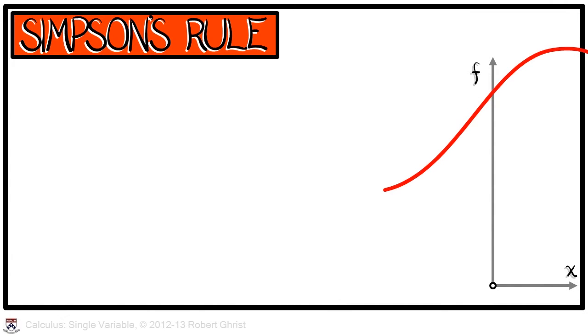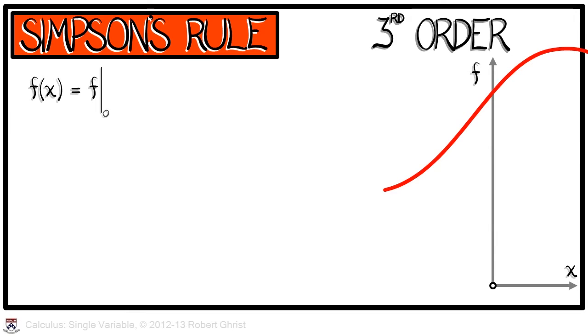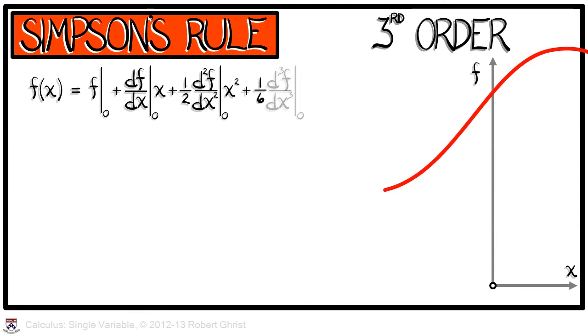Its derivation tends to be unexplained in most calculus courses, but we're going to take the time and do it. Simpson's Rule is a third-order method. That means we approximate the integrand f by a polynomial of degree 3. How do you approximate a function with a polynomial? Well, you already know the answer to that. We do a Taylor expansion.